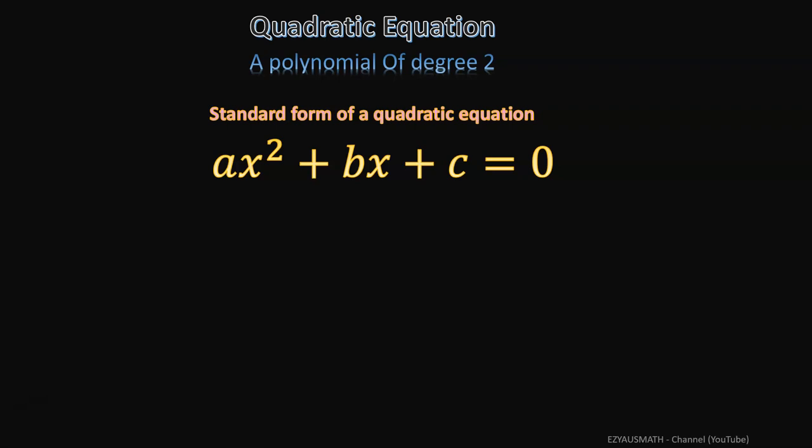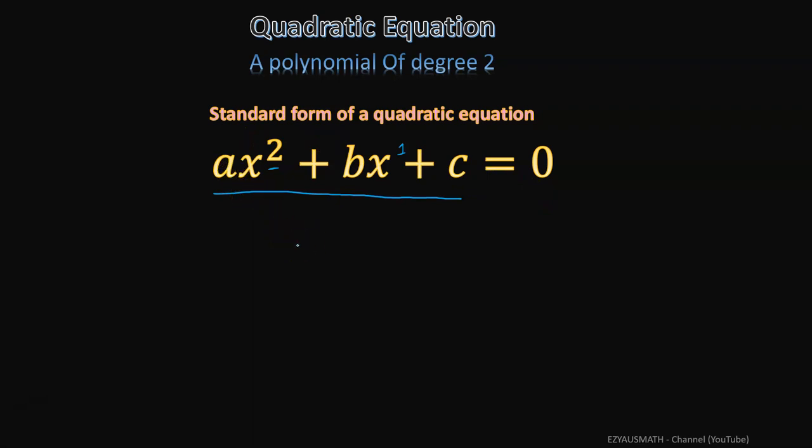Here ax squared plus bx plus c is a polynomial of degree 2. Degree is nothing but the highest power. So here we see that the power of x is 2, the power of x here is 1 and the power of x here is 0. So the highest power here is 2, that is degree is 2. So this polynomial is a quadratic polynomial, and if this is equal to 0 then this will be a quadratic equation.